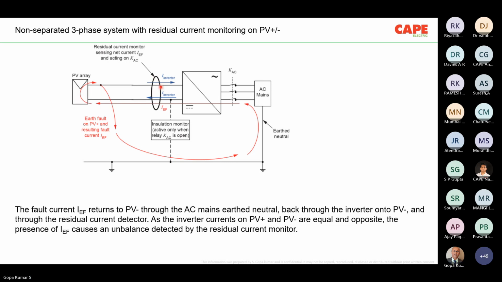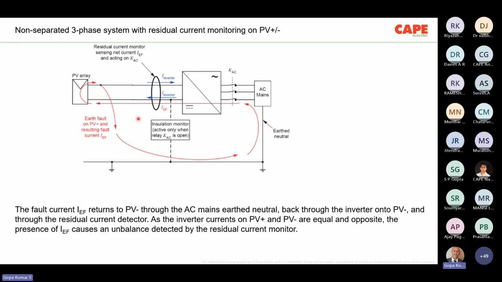Now, the leakage or the fault current can be measured by putting a residual current monitoring system at the DC side of the installation. Then the inverter can decide what to do. If the current is more than a certain limit, probably the relay KAC can be opened. As a result, the entire system can be shut down. The fault current IEF returns to PV through the AC mains earth to neutral, back through the inverter to PV negative, and through the residual current detector. As the inverter currents of PV plus and PV negative are equal and opposite, the presence of earth fault current causes an unbalance detected by the residual current monitor.